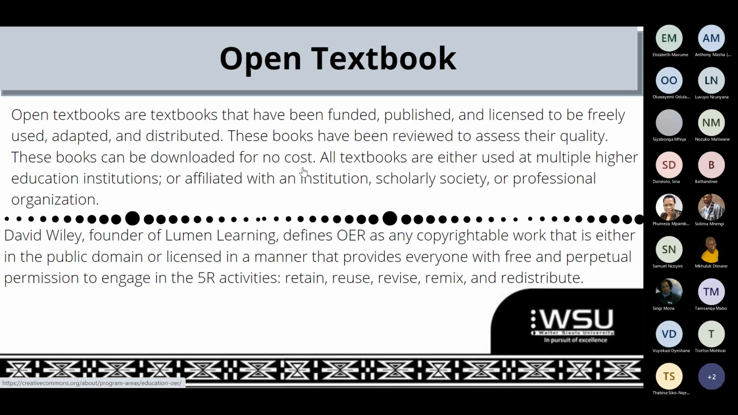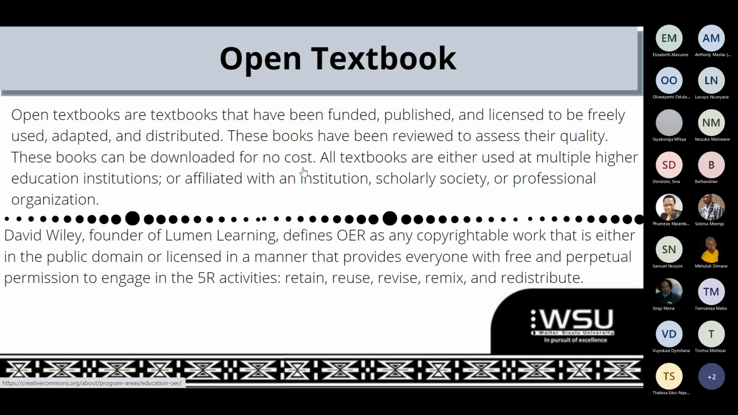In the previous months, there were some ebooks that were purchased for the engineering department. And each of those books, each license was around 2,000 Rand. So textbooks and ebooks, they are really expensive. But with the open textbooks, they have been funded and they have been published and licensed to be freely used, adapted, and distributed. These books have been reviewed to assess their quality. So that means the quality there is not compromised. These books can be downloaded for no cost.